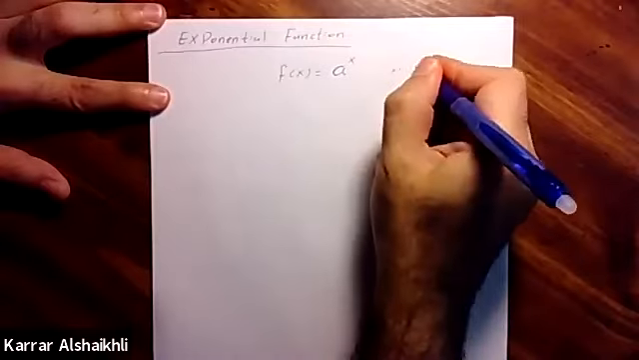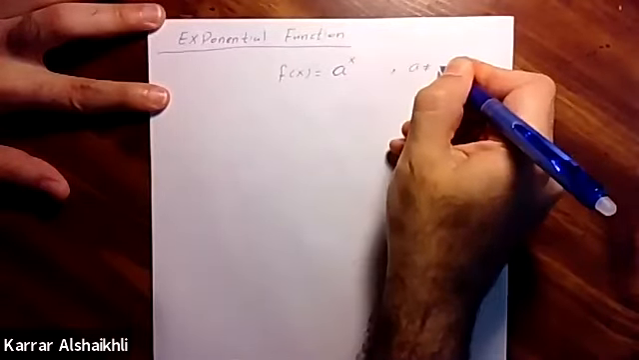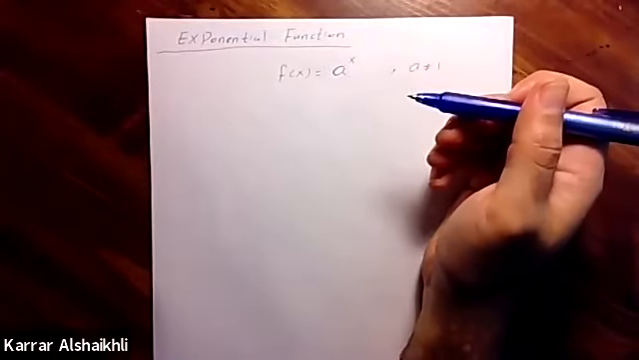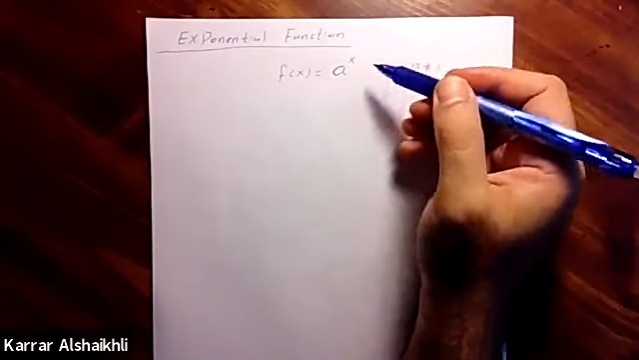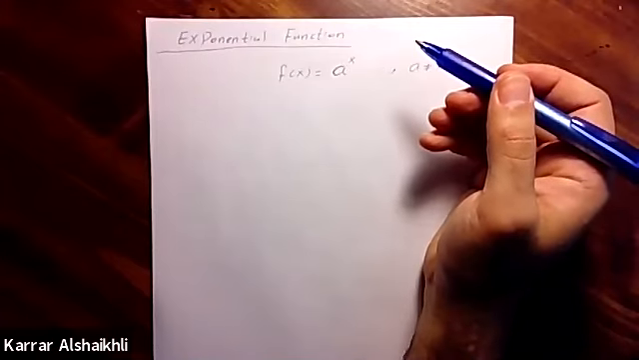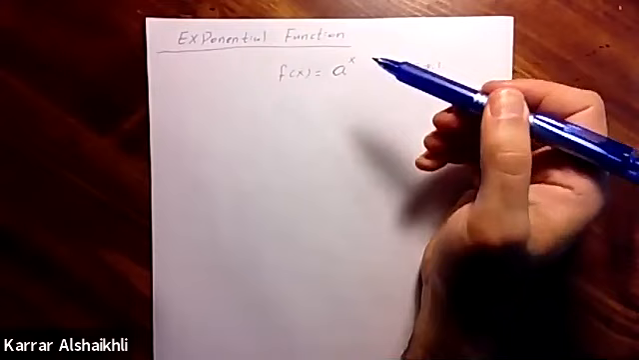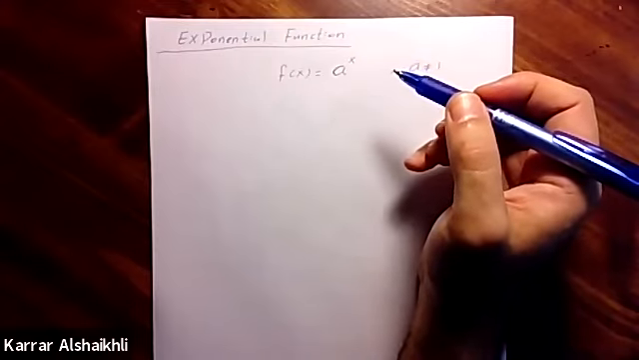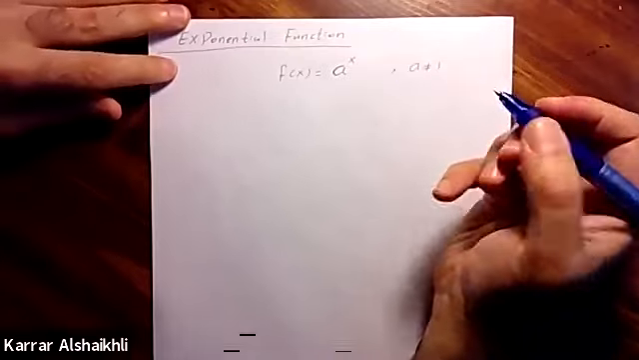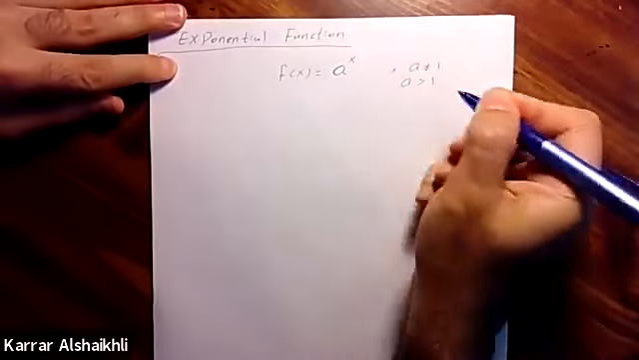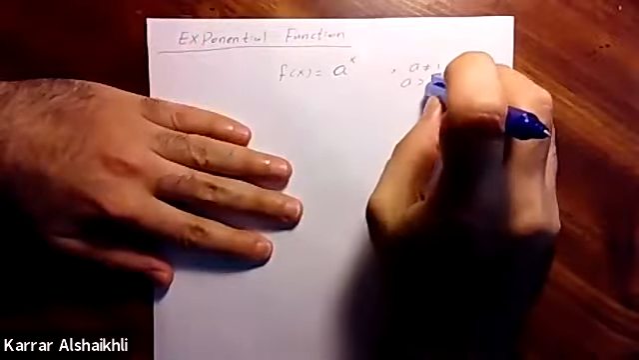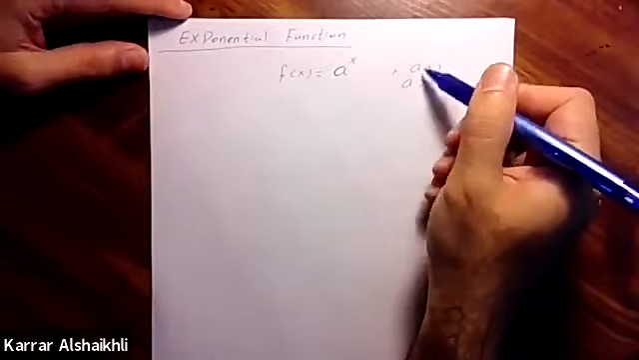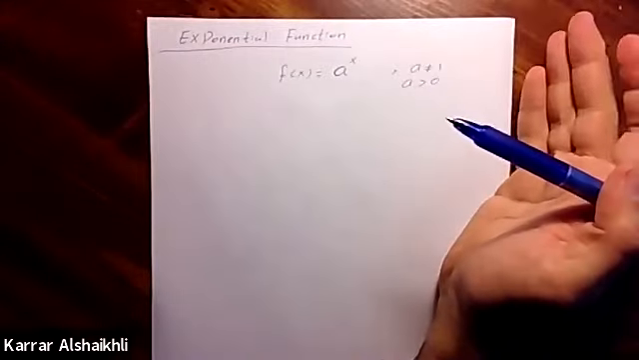And for a, there's a condition: a is supposed to be not equal to 1, because 1 to any power is going to be 1, that's why we're not going to graph it. And a is supposed to be a positive number because we can't use a negative number. So a is supposed to be greater than 0, and not 1. If you see these two conditions, that means this is an exponential function.